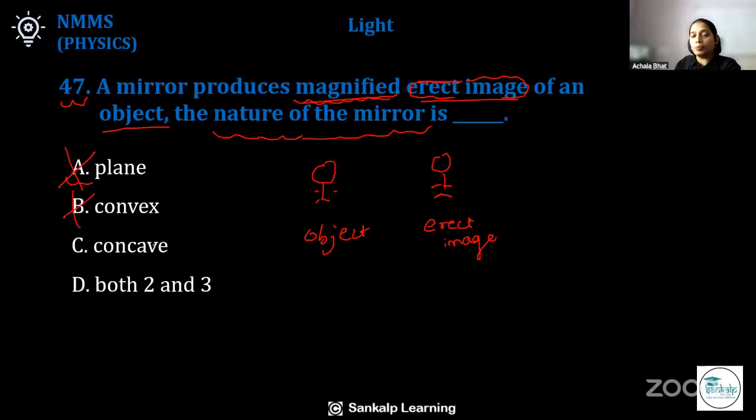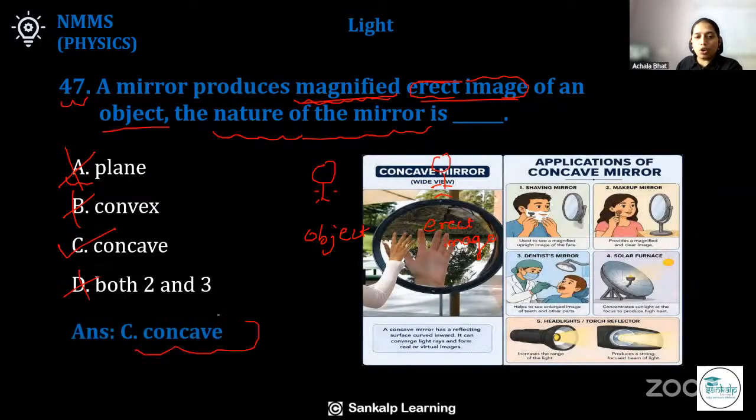C, concave. Yes, concave mirrors can produce magnified erect images. See, concave mirrors can produce both real and virtual images based on the position of the object. If object is nearer to the mirror, then they form magnified erect virtual image. Therefore, option C is correct. Concave mirror. See, this is object, hand, whereas this is image formed, which is enlarged image. Concave mirror is the correct option.